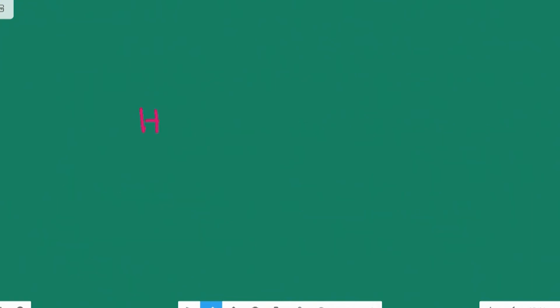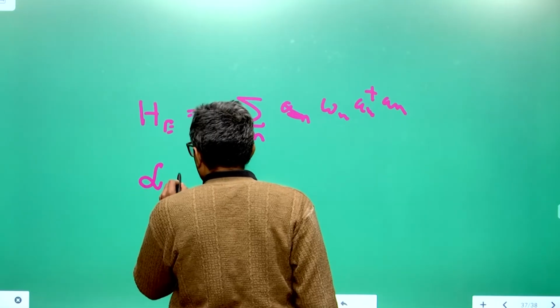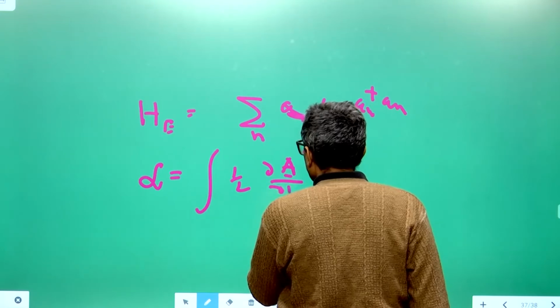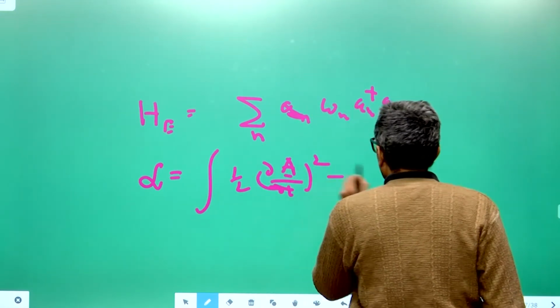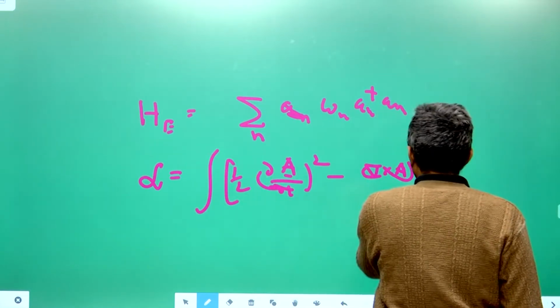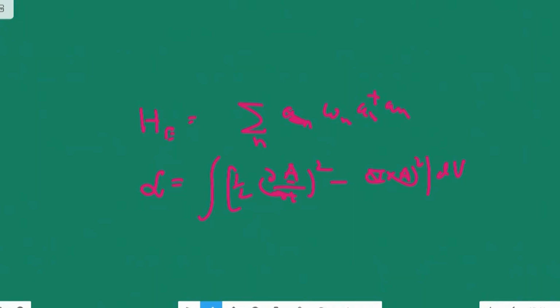That means the entire Hamiltonian of the electromagnetic field within the cavity can be written as a superposition of these modes, omega n, an dagger an, summed over all the n's. And you can see that these an's will satisfy the canonical commutation relations, as follows from when you quantize the fields. You see, when you write down the Hamiltonian, when you write down the Lagrangian, as half integral of (dou A by dou T) square minus (del cross A) square dV.